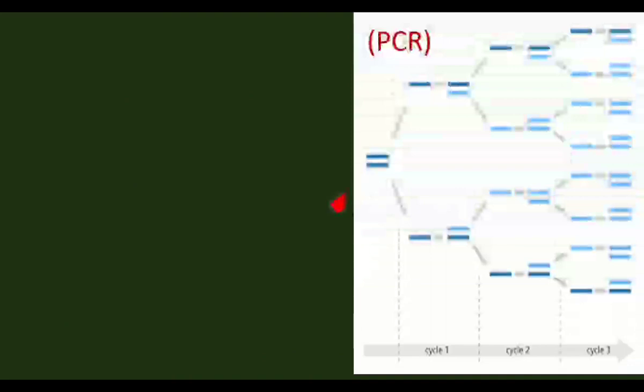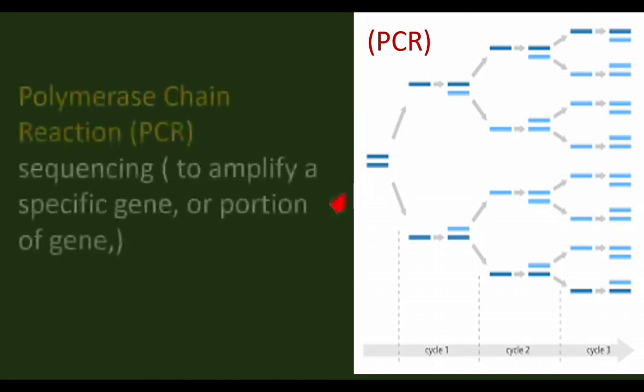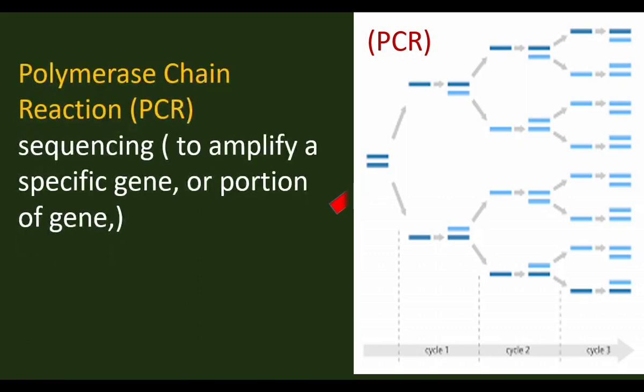PCR technique is used to get multiple copies of a small DNA in a short period of time. It is called polymerase chain reaction. Here genes are amplified. A portion of a gene is multiplied several times in a short period of time for the purpose of taxonomical studies.